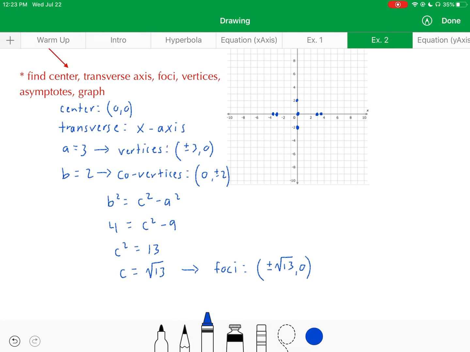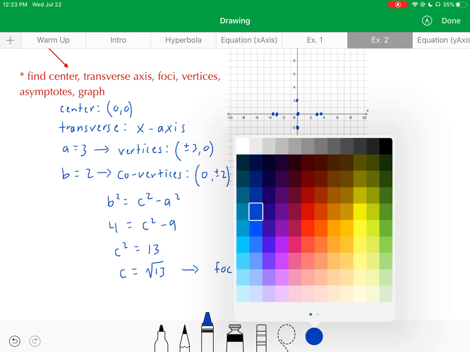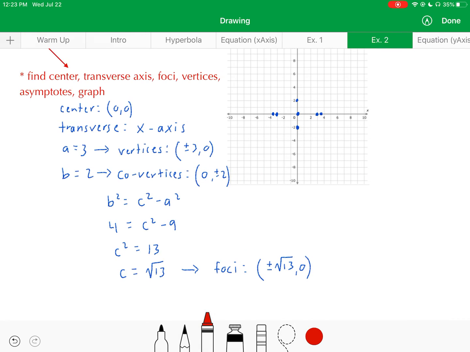Okay. All right, so at this point, what I'm going to do is draw in the rectangle that passes through the vertices and the co-vertices. Okay.